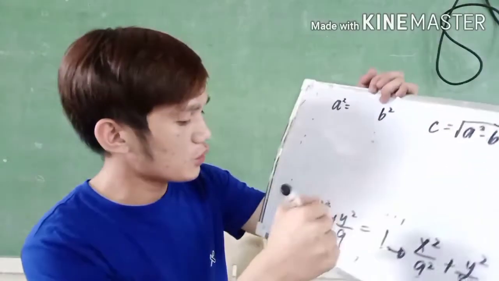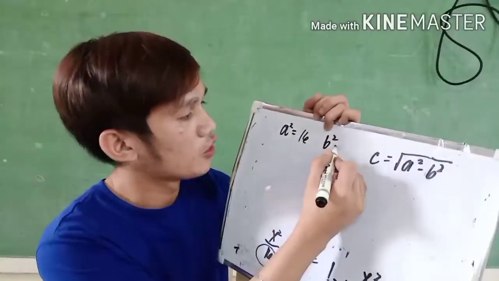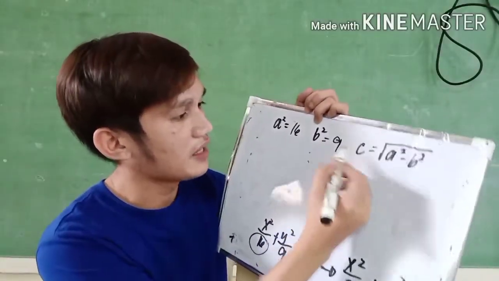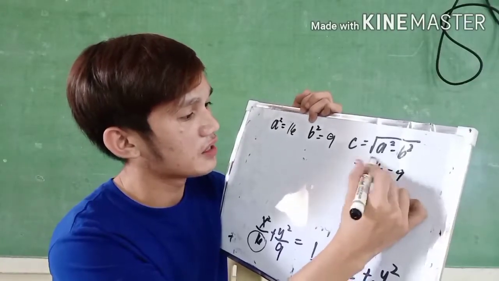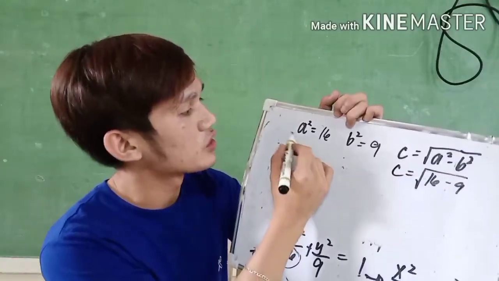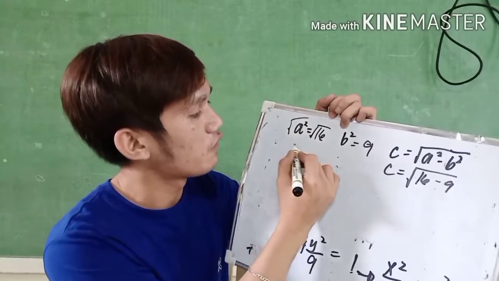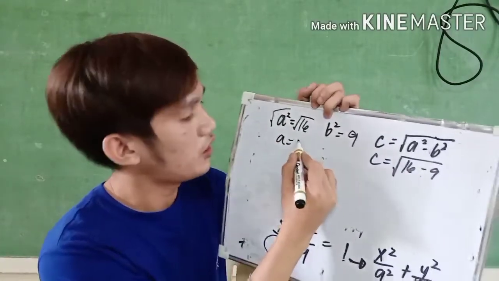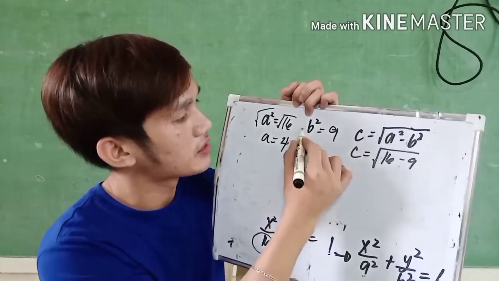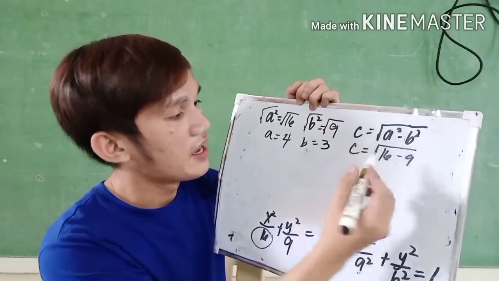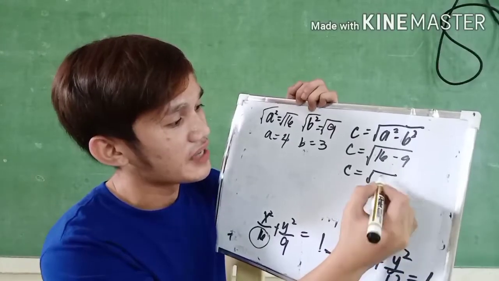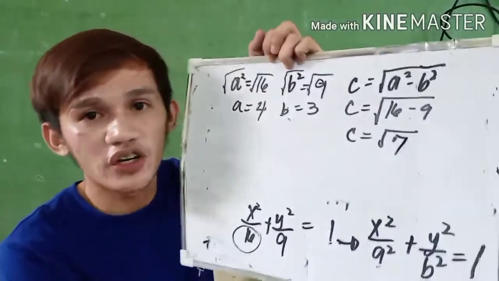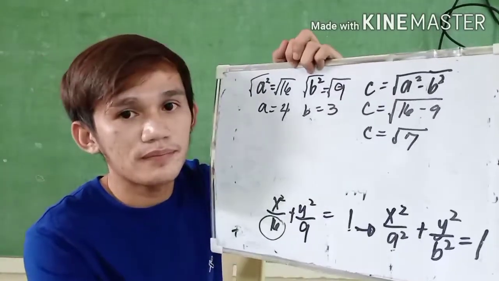Okay, so your a square is 16, your b square here is 9, and then your c square is 16 minus 9. This will be c. So, square root of 16 is 4, a is 4, your b is 3, and your c will be square root of 7. So, c is square root of 7.